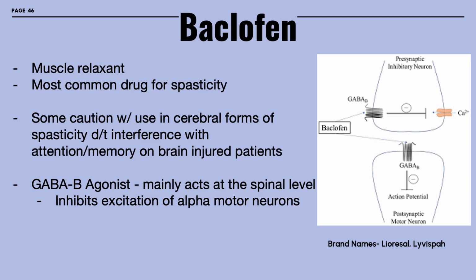So, baclofen is our most common muscle relaxant. It's a very common drug used for spasticity. However, there is some caution to use this with cerebral forms of spasticity just due to the interference with attention and memory on brain-injured patients. It is a GABA B agonist, so it acts at the spinal level to inhibit excitation of those alpha motor neurons that we talked about. So we talked about how in spasticity there's overexcitation. GABA B agonist kind of acts to decrease that excitation at the spinal level.